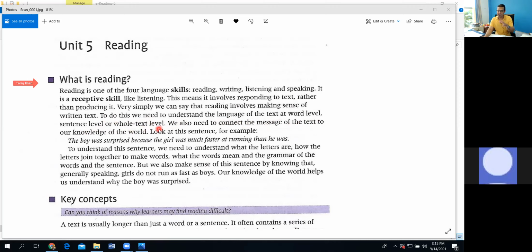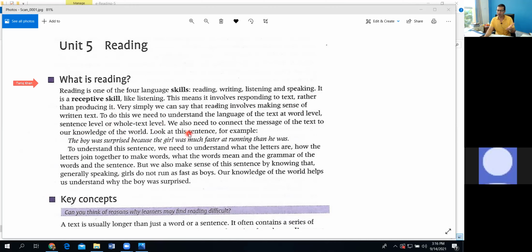Now remind yourself what we discussed before. Word level, that is vocabulary, each word you try to understand. Sentence level, then grammar is involved. The sentence is at what level? Is it present, past, future? Okay. And at whole text level, there is one complete text. A text is a little bit more than a paragraph. Okay. So we try to understand reading through writing.